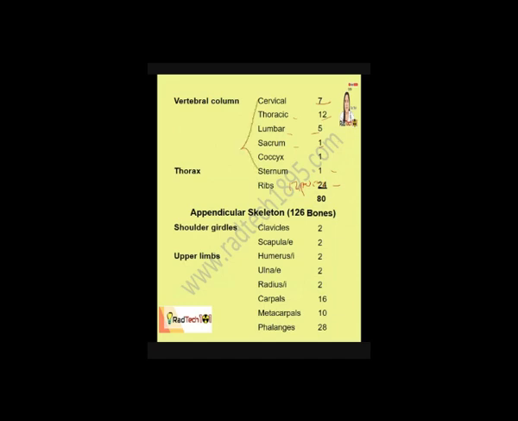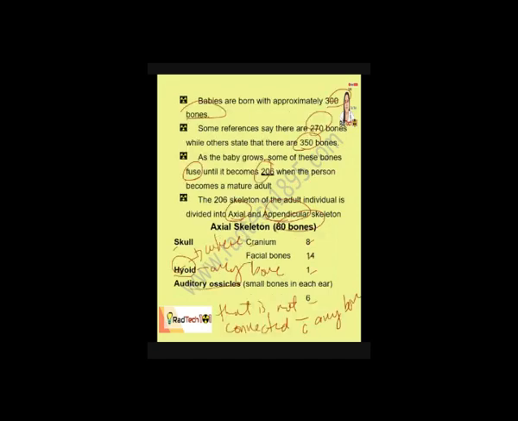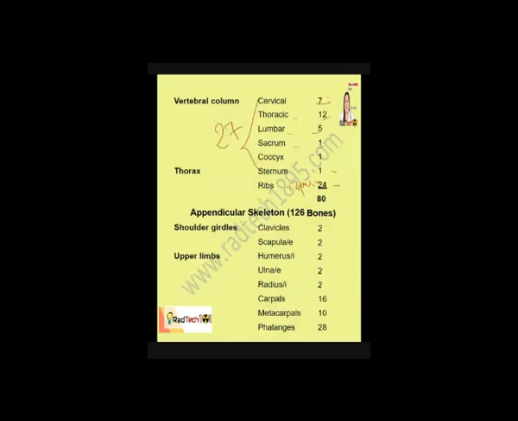Ito, yung vertebral column natin, we have 19, 24, 25, 26, 27. Yung ating skull, we have 8 plus 14 plus 1 plus 6. So, ang skull lang is 22, so 8 plus 14. Yung auditory ossicles, 6 kasi 3 for each ear. So total of 80 for axial skeleton.